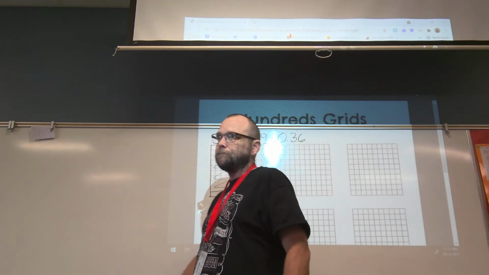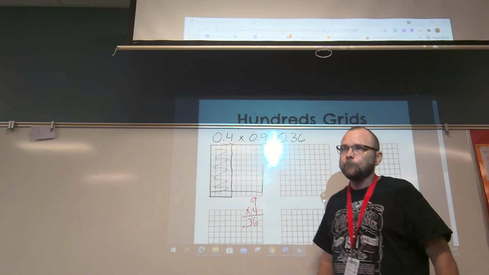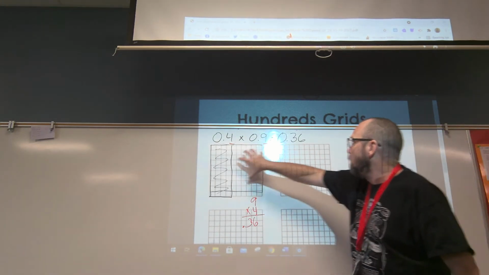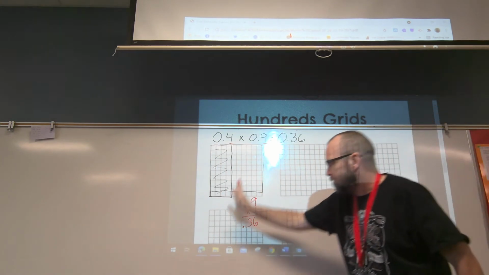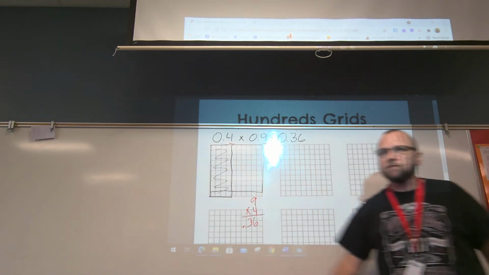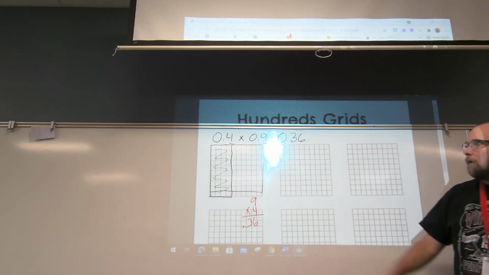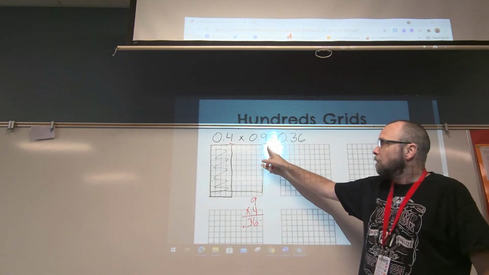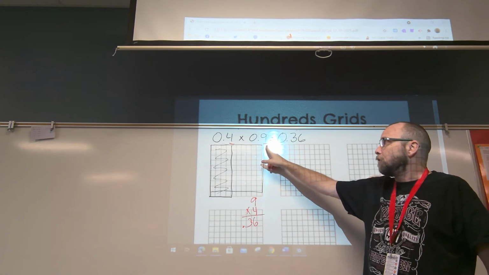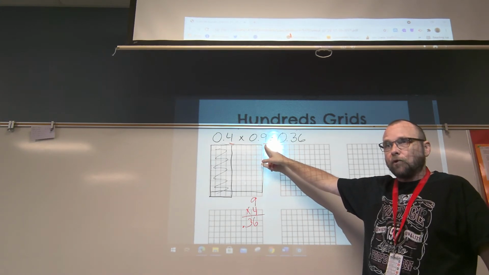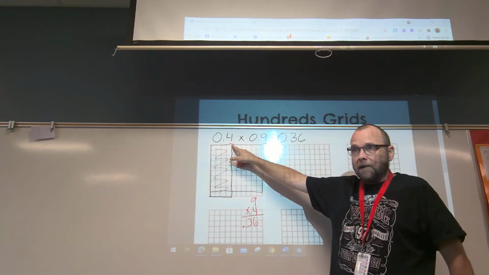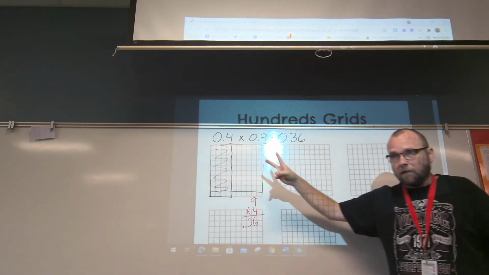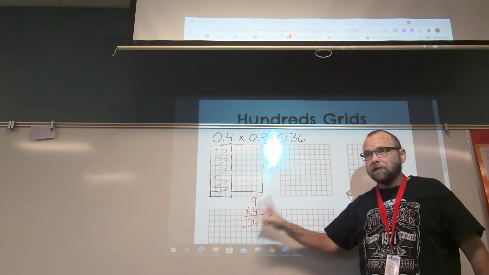Yes, ma'am. Wouldn't it be 3.6? No. 3.6 would be 1, 2, 3, and then 6 rows of this. Okay? Because 9 times 4 is 36, right? Then I go back and I look at the problem. There's 1 digit behind the decimal point here and 1 here. If I add that together, that's 2 numbers behind the decimal point. There need to be 2 numbers behind the decimal point in my answer.